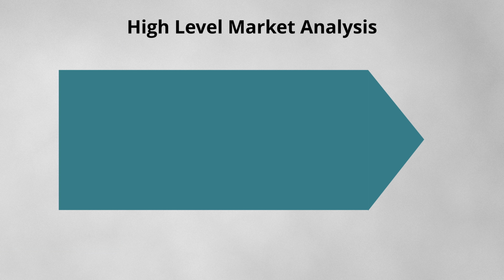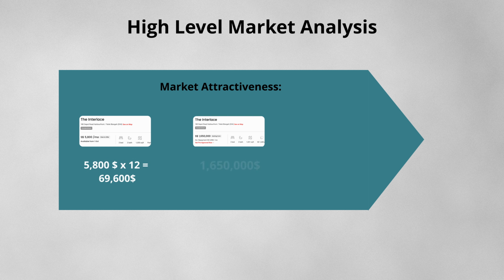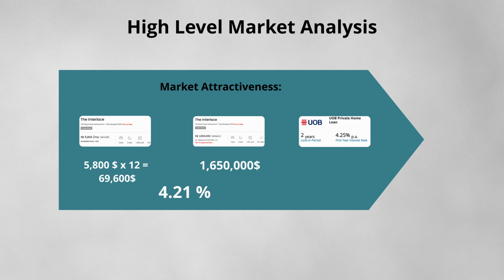The build phase typically starts with a high-level market analysis. You try to find out if the market is attractive at all. One aspect to judge the attractiveness of a market is the ratio of rent to price of a property in the context of the interest rates. To evaluate this, you pick a couple of random properties and compare the annual rental revenue with the purchasing price of a very similar unit.